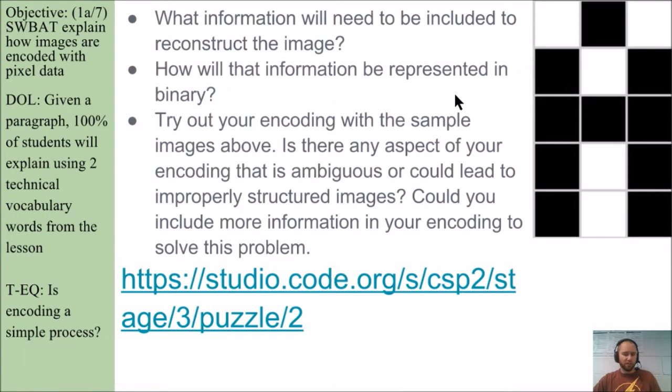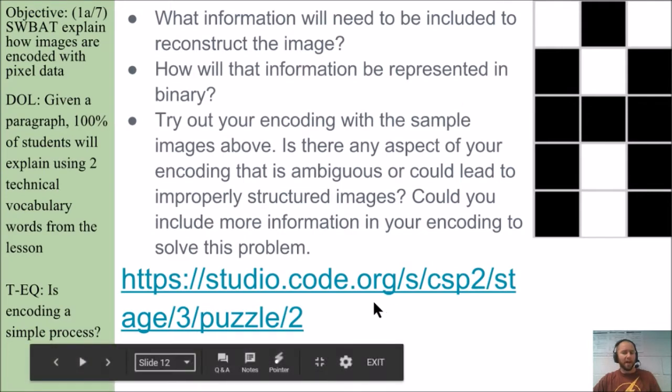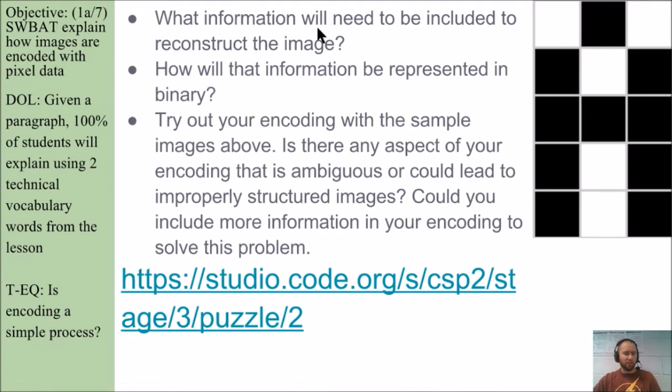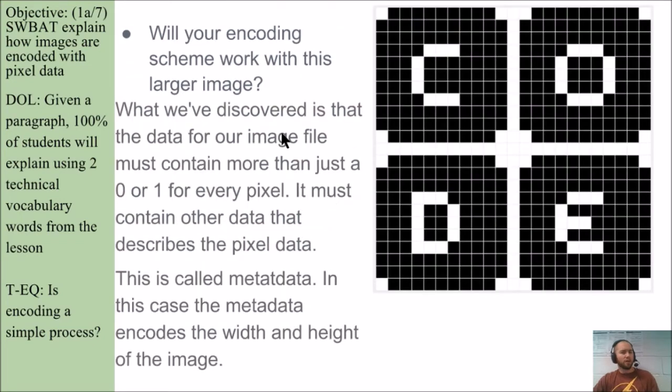So here's some questions, first 3 and then one more, for you to answer while completing the puzzle of the day. So what information will need to be included to reconstruct the image? So you'll answer this. This will be step 1 in your protocol in encoding black and white images. Step 2 would be how will that information be represented in binary? And then ignore this first sentence. Is there any aspect of your encoding that is ambiguous or could lead to improperly structured images? Could you include more information in your encoding to solve this problem? Will your encoding scheme work with this larger image right here?